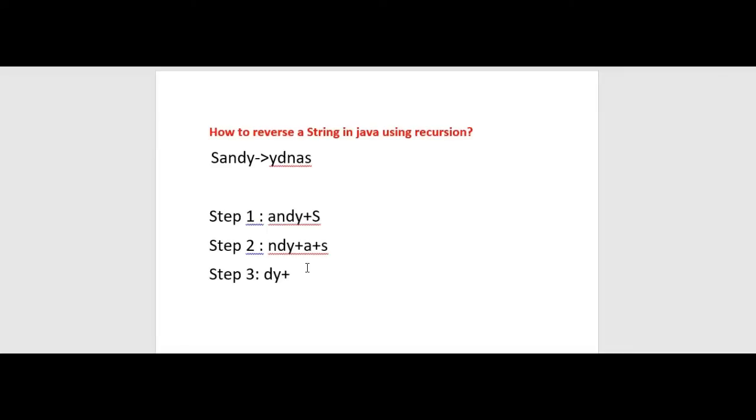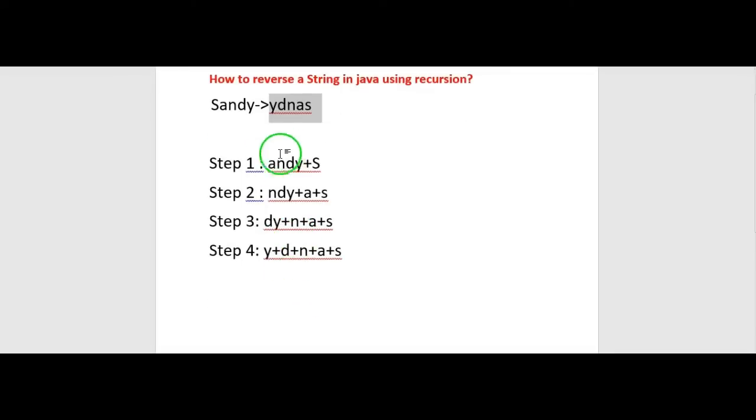What is the first character? N, and I am appending it to the end of the string, and the previous values remain the same. A plus S. Step 4, Y plus extract the first character. What is the first character? D. So first extract the substring. The substring is Y, and extract the first character and append it. Then copy the previous one. So if you see, we got this output.